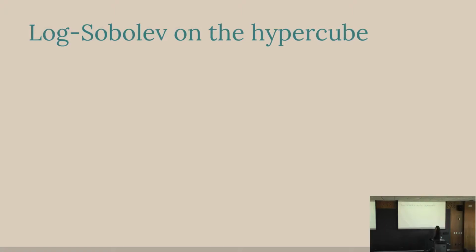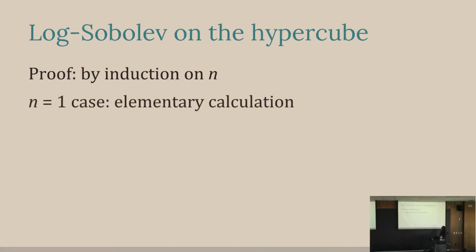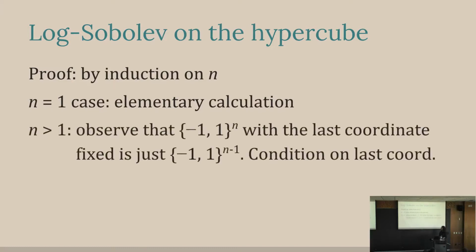Okay, so I'll talk about how we prove this inequality. Well, we can go by inducting on n. The n equals 1 case is a kind of long calculation, but it's elementary. And when n is bigger than 1, we make the observation that if you fix one coordinate on the cube, then the rest of the cube is exactly an n minus 1 dimensional cube. So you can condition on the last coordinate and induct, and that proves the inequality.